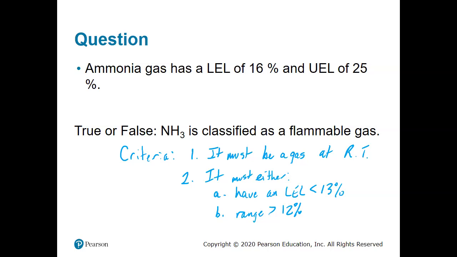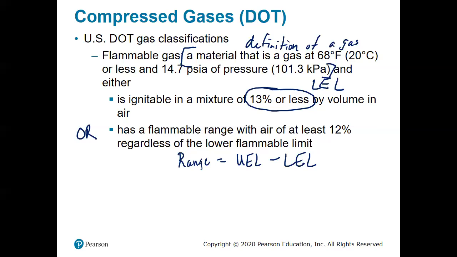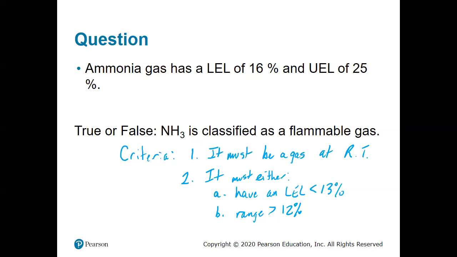So going back to our previous slide, in order to be considered a flammable gas, it has to be a gas at room temperature, and it either has to have an LEL less than 13% or a range greater than 12.